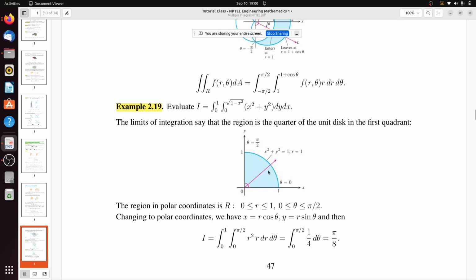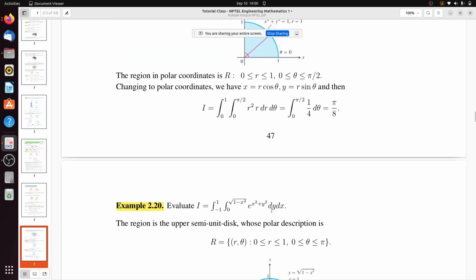If you use polar coordinates, x equal to r cos theta, y equal to r sin theta, and dy dx will be r dr d theta. So r varies from 0 to 1, theta varies from 0 to pi by 2, and r square into r will be r cube. So r cube dr d theta, this is pi by 8. So this is how you determine the integral to be pi by 8.